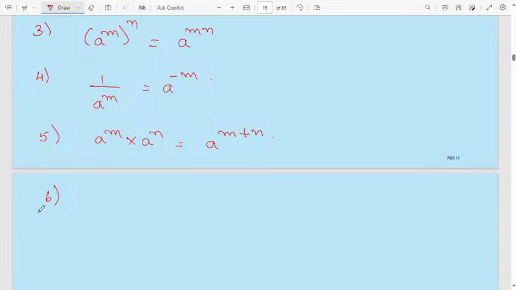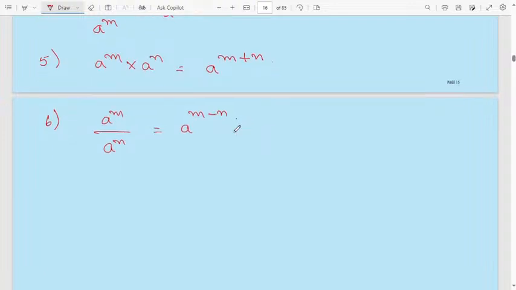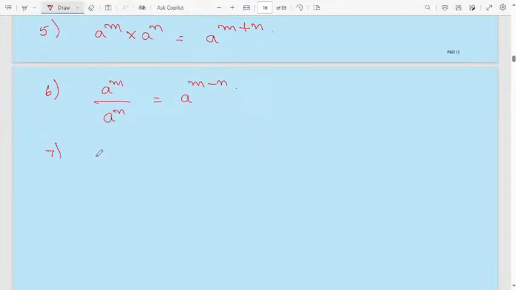Then sixth one, a power m divided by a power n is a power m minus n. Based on these formulas, we will solve most of the problems. A power n divided by b power n.